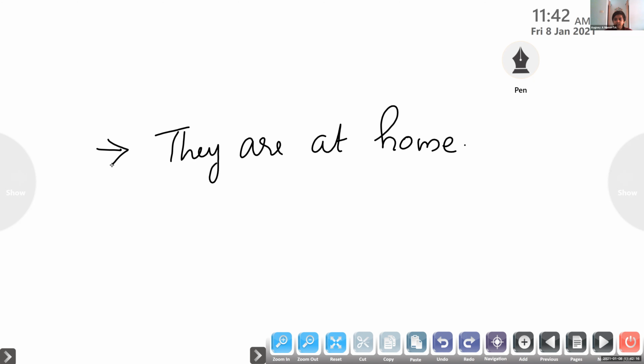Present tense. You're right. Then under present tense, which form? Simple present. How did you know that? Okay, this "are," the auxiliary verb, acts like a main verb. This is called a primary auxiliary verb.